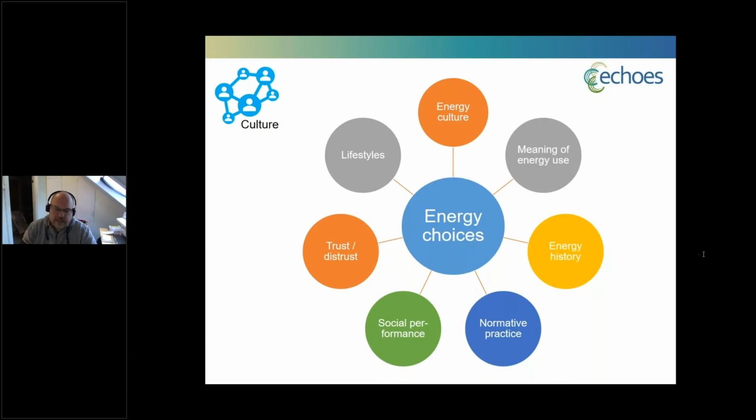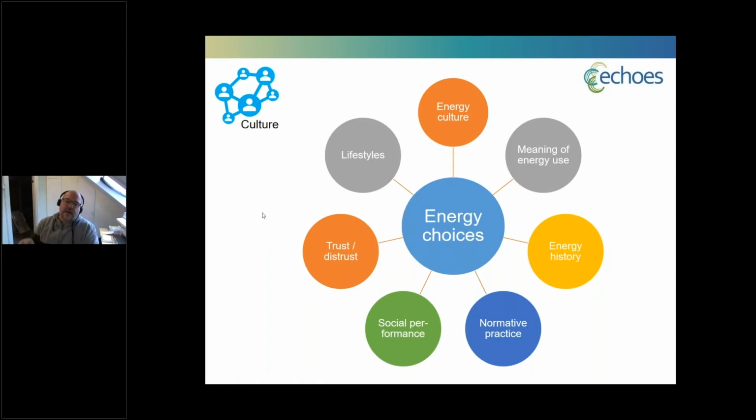Normative practices, social performance, so how do groups of people agree on what is the normal thing to do? How do we trust or distrust certain actors in the energy system? And not the least, what kind of lifestyles are we in? So what are the overarching patterns of behavior that we have in a society? They contribute to energy choices and how they are made.